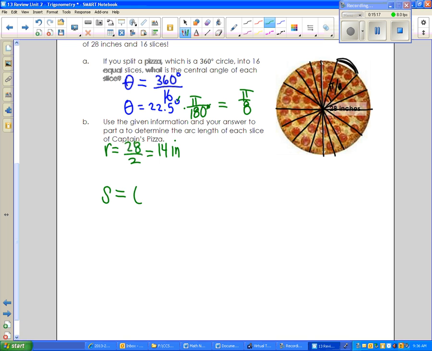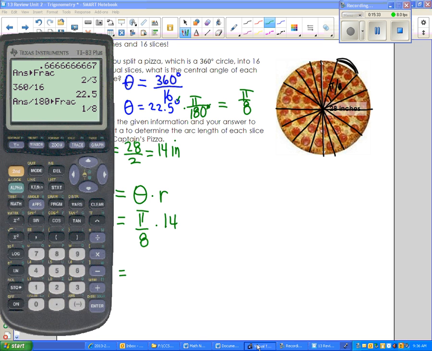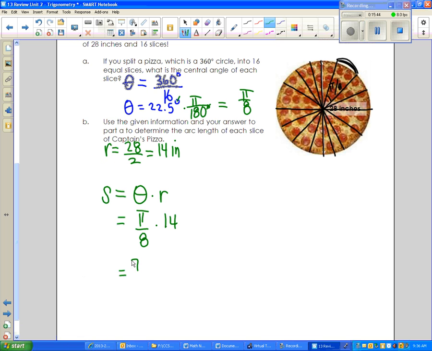I know that my arc length is going to be theta times r, and since theta in this case is pi over 8 and my r value is 14, when I simplify that, I'm actually interested in knowing how wide this slice is. So I'll show you how to calculate it in terms of pi. That's basically going to be 14 divided by 8. If you want to write it as a fraction, you can keep it as a fraction. It'll simplify to 7 pi over 4, and that's in inches.